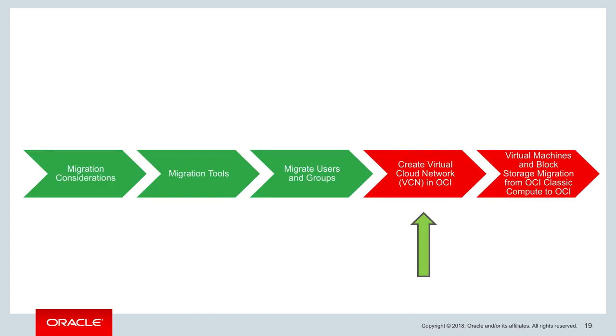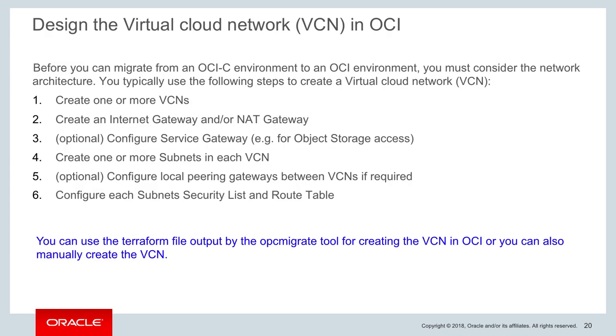Let's now look at creating a virtual cloud network in OCI. Before you create any resource such as an instance or a database in OCI, you need to first create a virtual cloud network in OCI. Depending on your application use case, you may have to create one or more VCNs. If your application requires internet access, you will need to create an internet gateway and/or a NAT gateway.